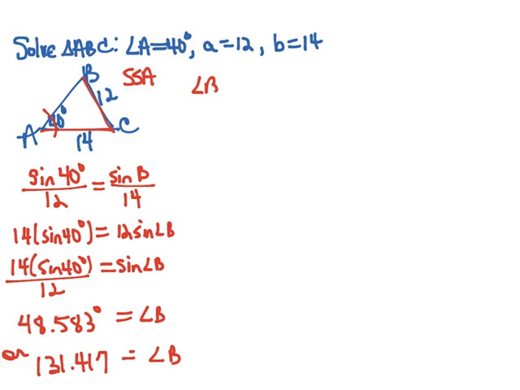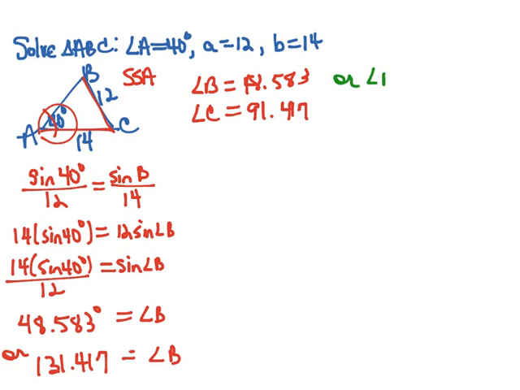So to determine whether or not both of these could be the values in our problem, if we were to let angle B equal 48.583 degrees, then that would make angle C equal to 180 minus 48.583 plus 40, which was the other angle in our triangle. And that would make angle C equal 91.417.